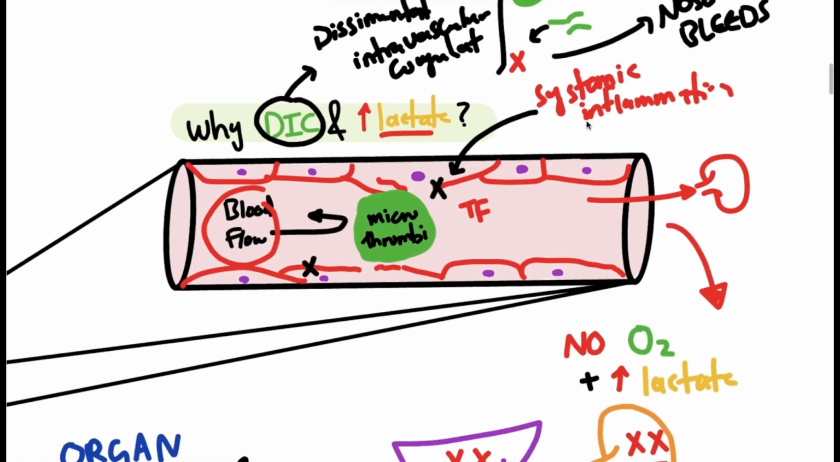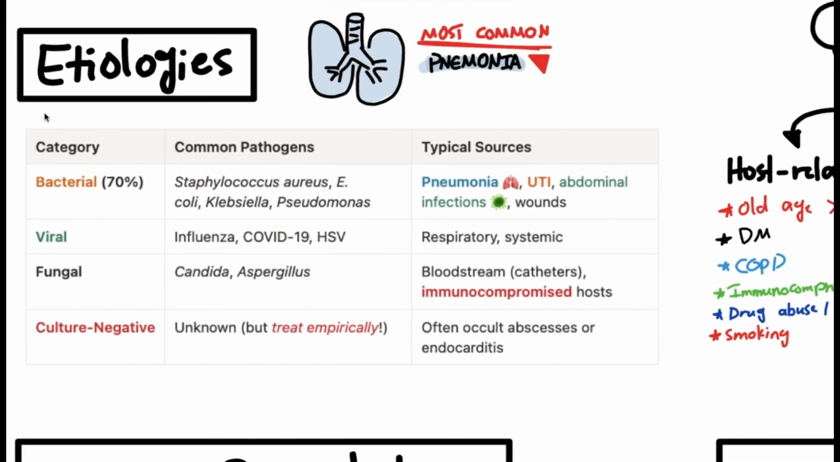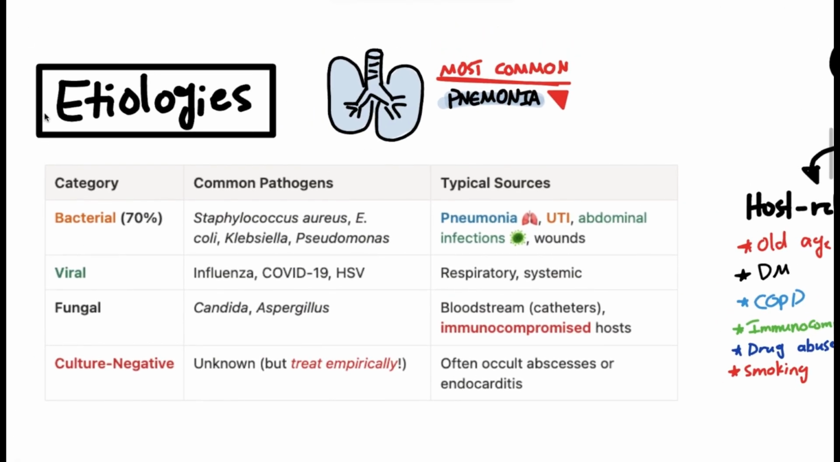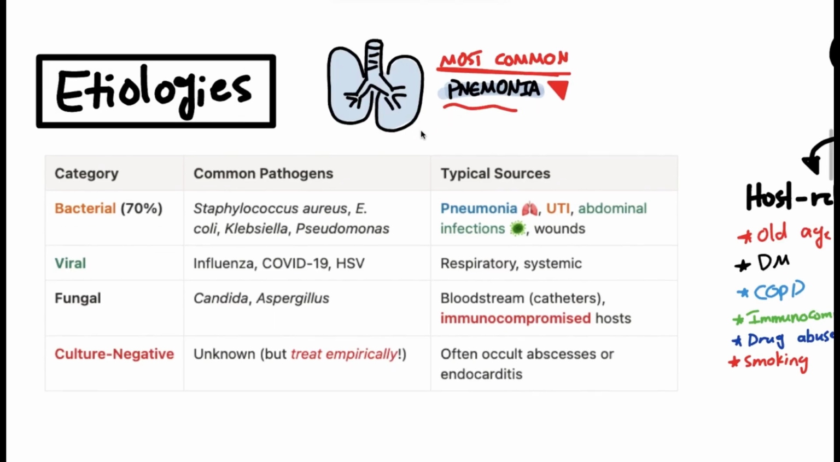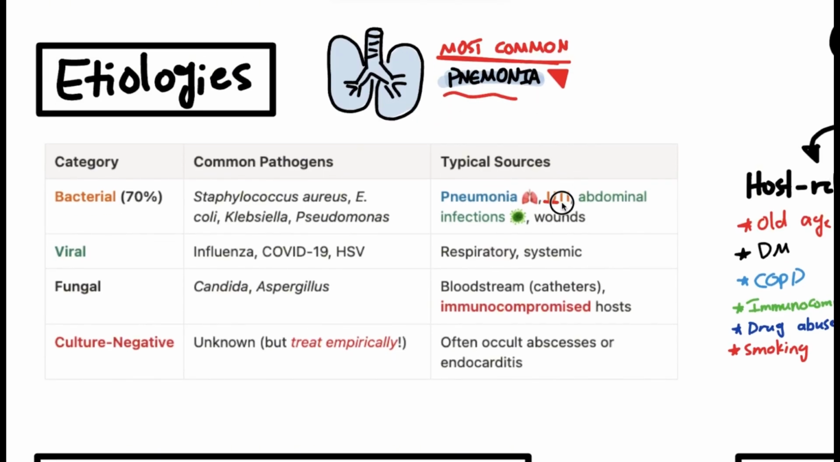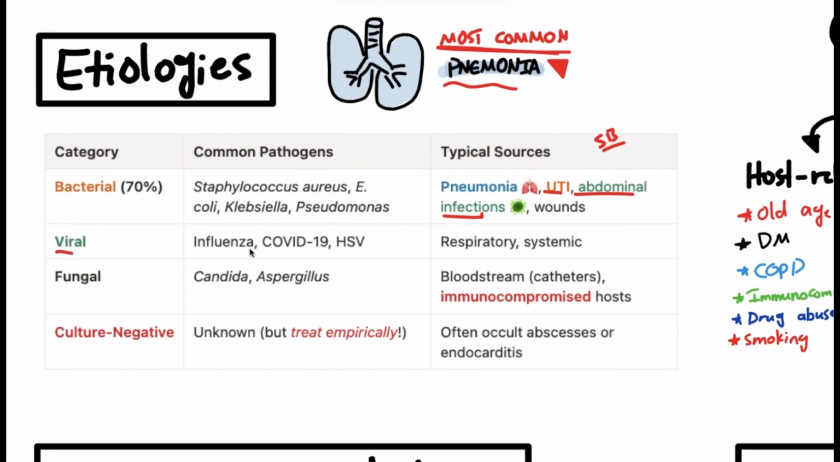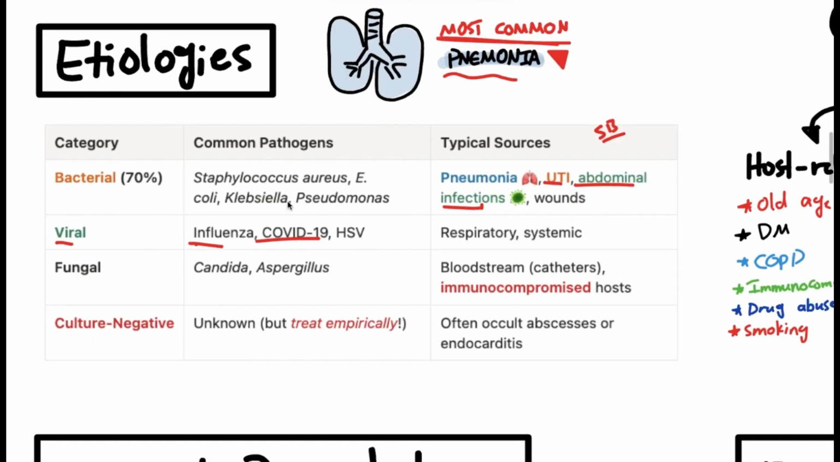So just keep that in mind. So for the etiologies, the most common cause is pneumonia. And we have many, many other causes like urinary tract infections, abdominal infections, whether it's post-op or host-related. Let's say we have spontaneous bacterial infection due to gut translocation, or it could be viral, sometimes due to influenza or even COVID-19, bad old days.